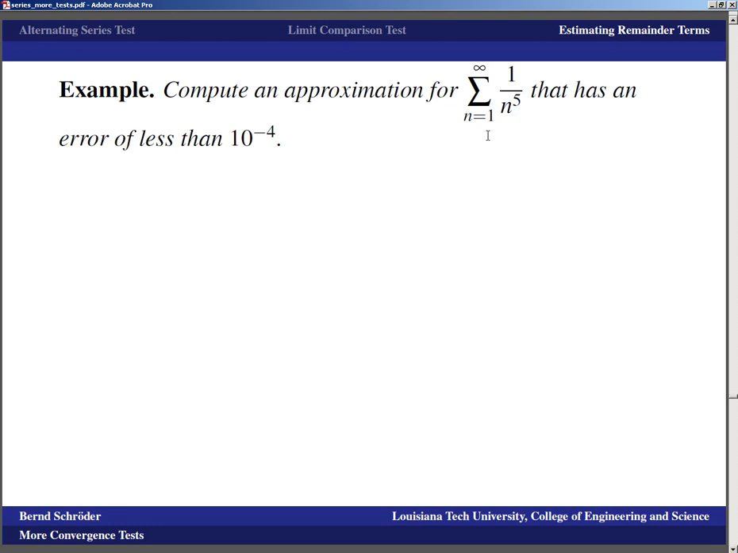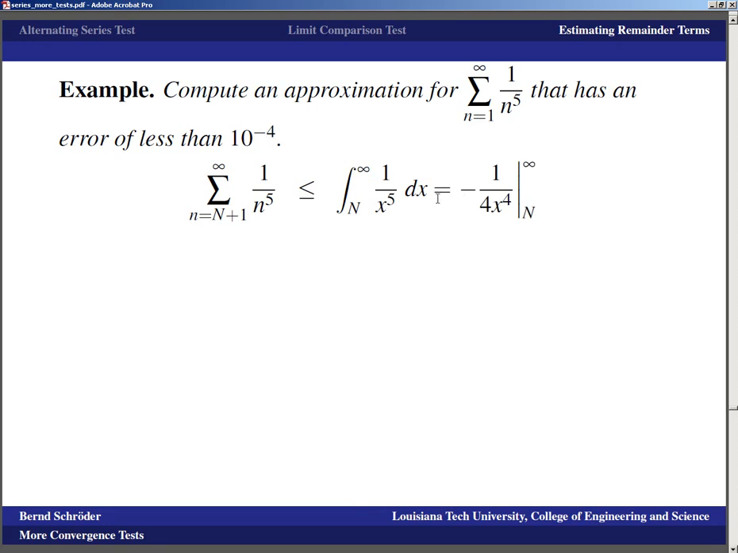We can use that now to compute an approximation, for example, for the sum of the p-series sum n equals 1 to infinity of 1 over n to the 5th with an error of less than 10 to the negative 4. Well, I would want to make sure that my sum n equals capital N plus 1 to infinity of 1 over n to the 5th is less than or equal to the integral from N to infinity of 1 over x to the 5th.